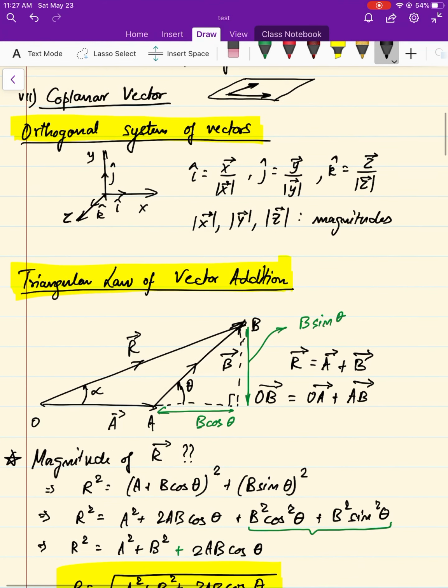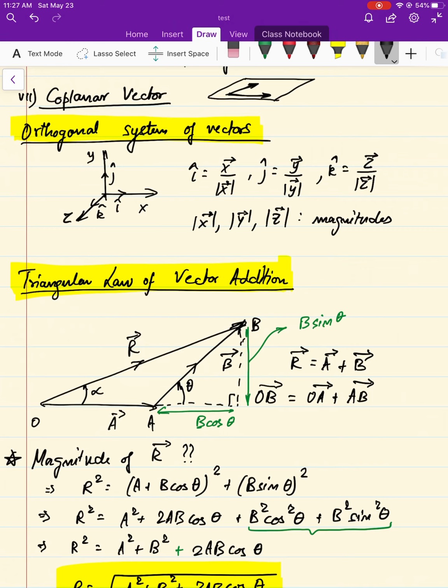Now we talk about the orthogonal system of vectors. What does orthogonal mean? It means vectors which lie 90 degrees with each other. So an orthogonal system of vectors, as you shall see, is also known as the rectangular system of coordinates. It is composed of three vectors which are at 90 degrees with each other, and along each direction a unit vector is oriented, so that you can define most of your vectors along that way, and you can resolve your vector components along that way.